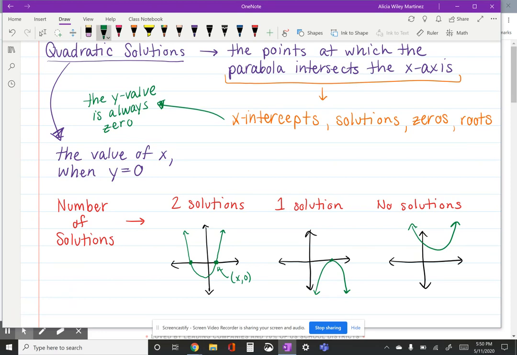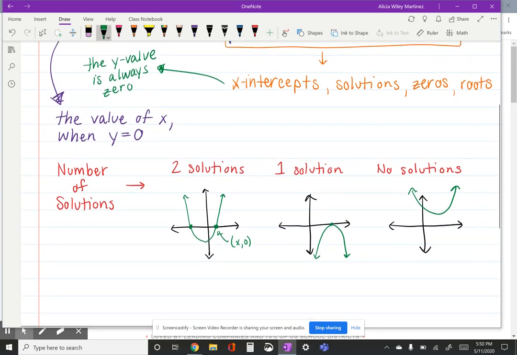So now let's look at a couple of examples here. So I'm going to switch over here.